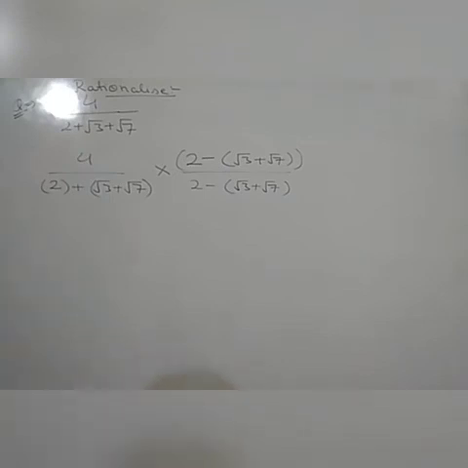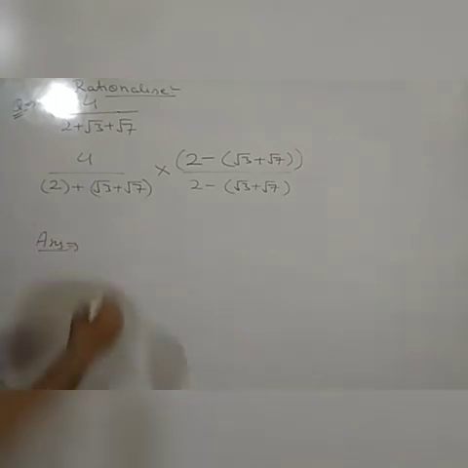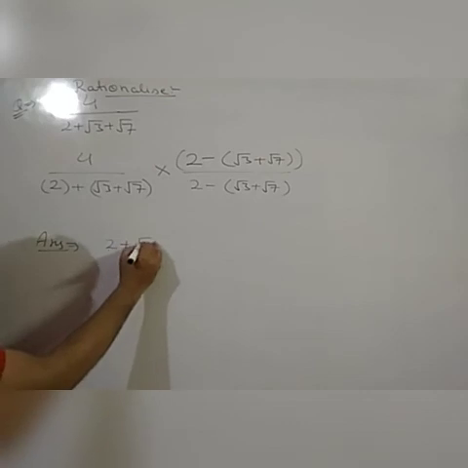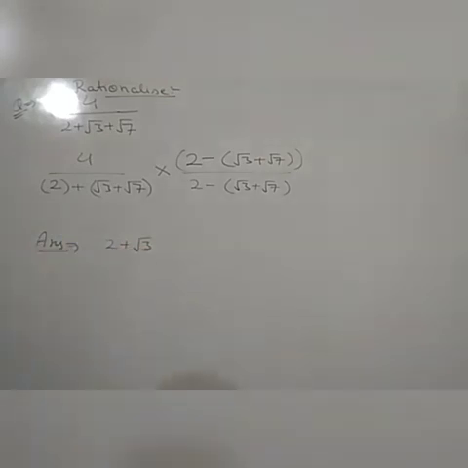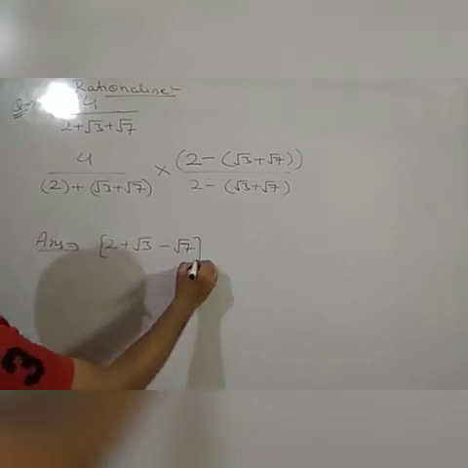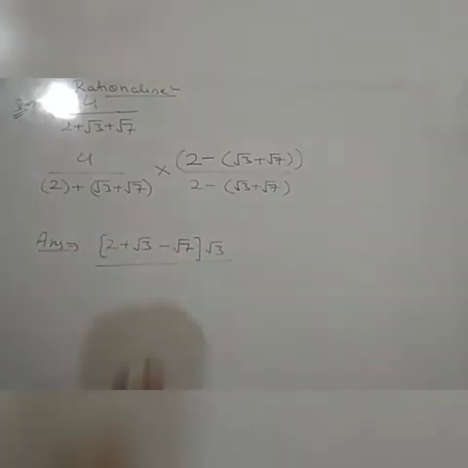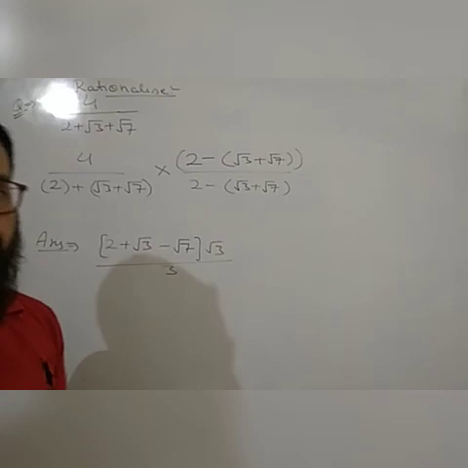I am telling you the final answer. The answer to this question is 2 plus root 3 minus root 7, into root 3 upon 3. This will be your final answer. Okay, so you will proceed and you can get your final answer.